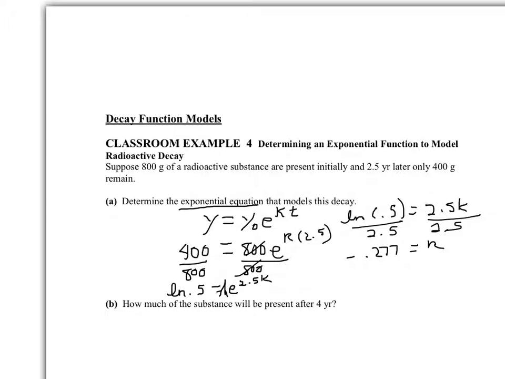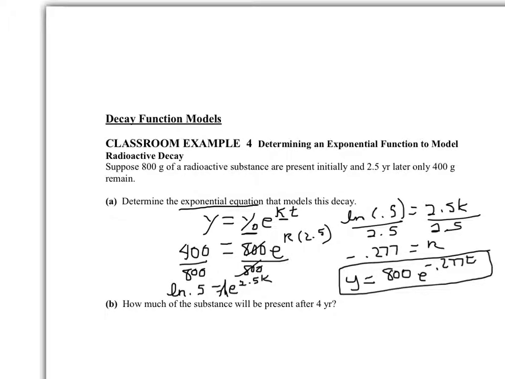Now, notice I'm not finished. I just needed to find k so I could write the equation, because to write the equation, I need to know the y sub naught, I need to know the k, and then I'm going to leave the t in the equation and the y in the equation. So the equation is y equals, we started with 800 grams times e to the negative 0.277 t power. That k value of negative 0.277 applies to whatever this radioactive substance is.